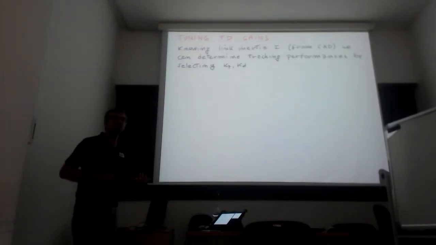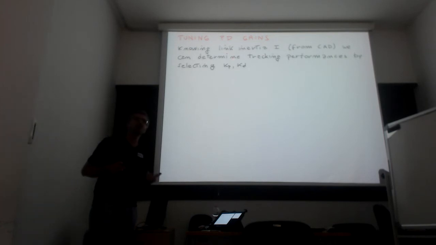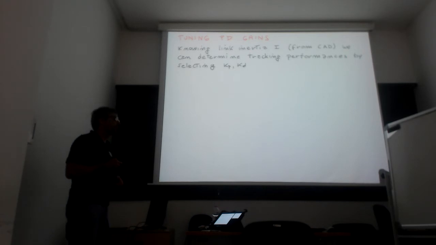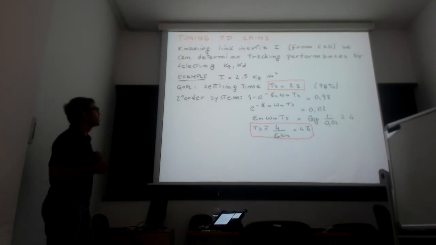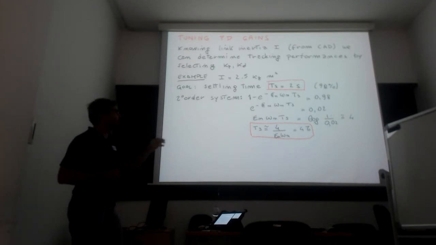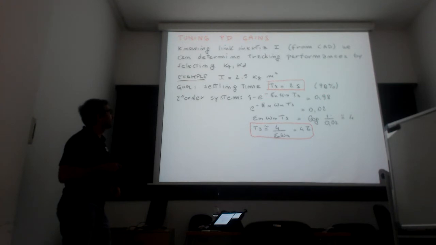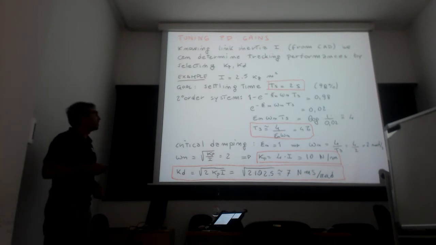So if we know the link inertia, for example from CAD values, we are able to define tracking performance by selecting the values for the gains Kp and Kd, which are the proportional and derivative gains. And here we have an example of a link with this inertia, and we want to achieve a settling time of 2 seconds. For a second order system, if you have a closed form solution of the trajectory, you can actually find a relationship between the settling time and the omega n. In essence, the settling time is 4 divided by the damping ratio times the natural frequency.